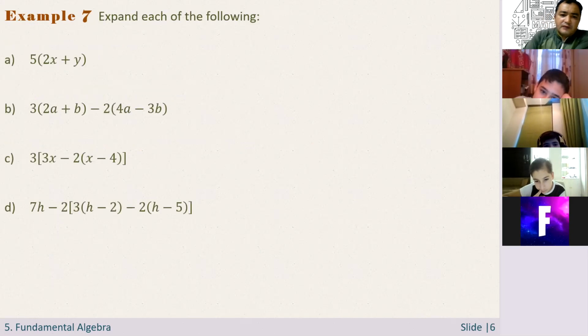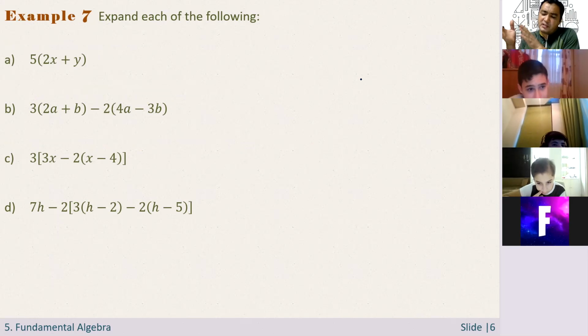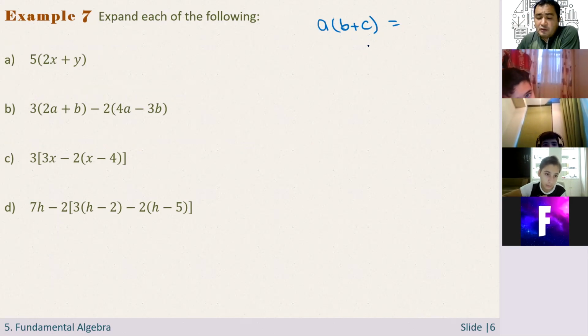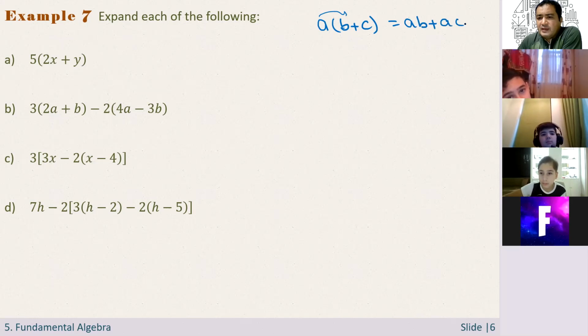Okay, now we will learn how to simplify more. Expansion means if you're given an algebraic expression that has parentheses or brackets or braces, we have to remove them and simplify. That is what we call expansion. Simply, we are going to use this very simple formula: a times (b plus c). Actually, we call this the distributive property. If you distribute this a over b and c, that means we have a times b plus a times c. It's a very simple formula, but we use it a lot in expansion.